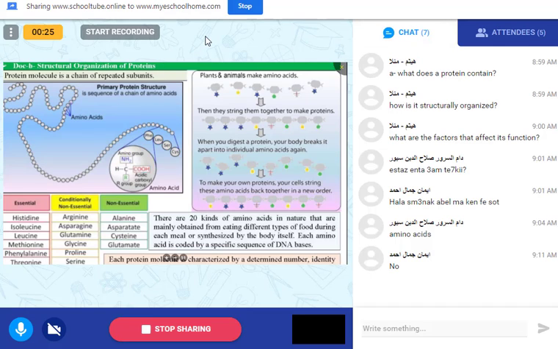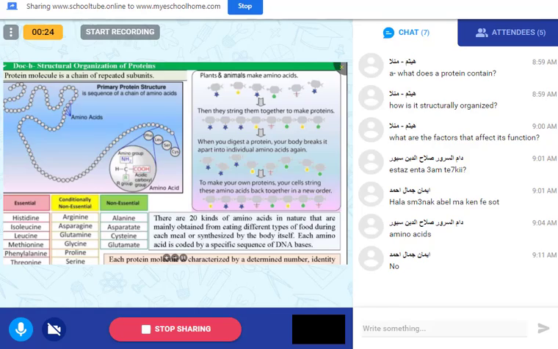So that's why we have, let's say, 20 types of amino acids in nature. They are obtained from eating different types of food during each meal, or synthesized by the body itself. Some amino acids your body can make, while others have to be taken from the food, essentially, meaning because they are very important and my body cannot make them. The ones that my body cannot make are called essential amino acids, and they are usually 9. The other 11 my body can make from other types of amino acids.